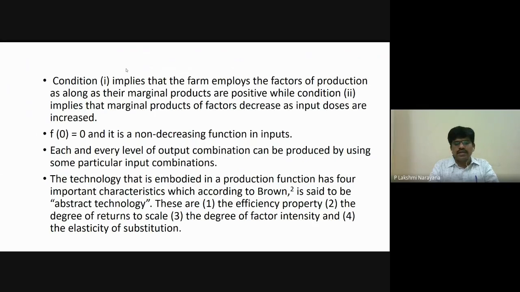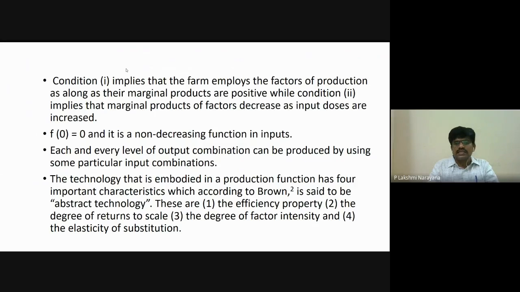The technology that is embedded in a production function has four important characteristics, which, according to Brown, is said to be abstract technology. What is abstract technology?